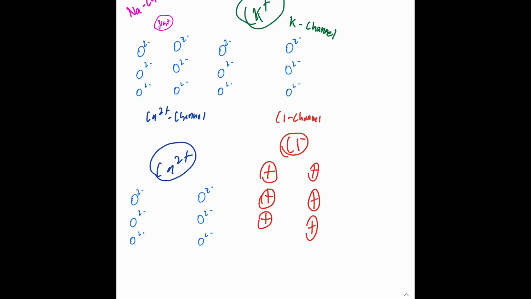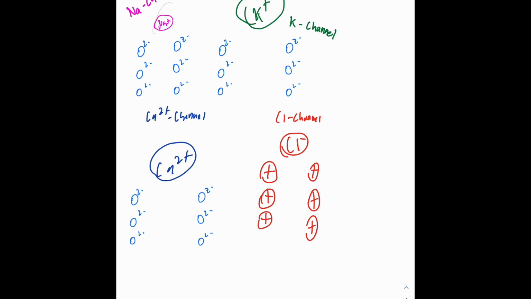Let's talk real quick about ion channels and how they pertain to the action potential. Here, let's start with mentioning the sodium channel, the potassium channel, the calcium channel, and the chlorine channel. Let's look at the sodium channel first.